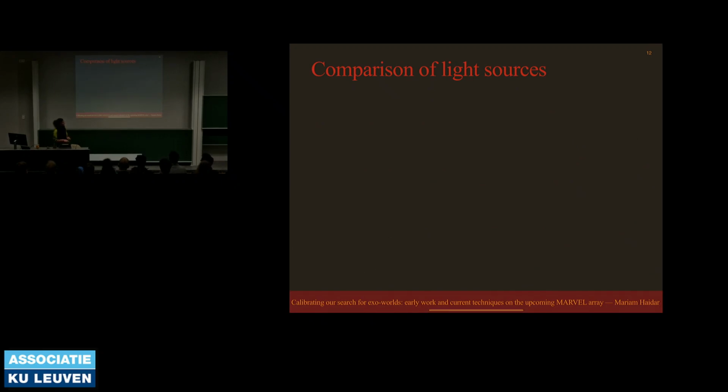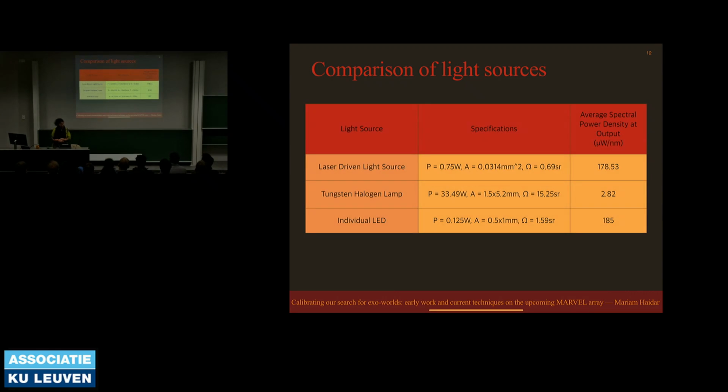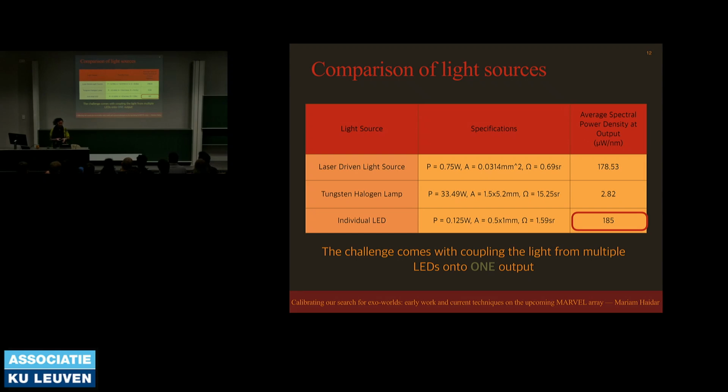And so when comparing the light sources, just taking a laser-driven light source, the tungsten halogen lamp, and an individual LED, if you were to just take the specifications from the market in terms of power, and look at the light emitting area, and this omega is the solid angle or the light emitting cone of each of these, you could see that the average spectral power density of the individual LED is possibly comparable to the laser-driven light source. But the issue here is that if you're trying to combine light from multiple LEDs into one output, you're going to be losing a lot of that light. And so that's where the challenge is.